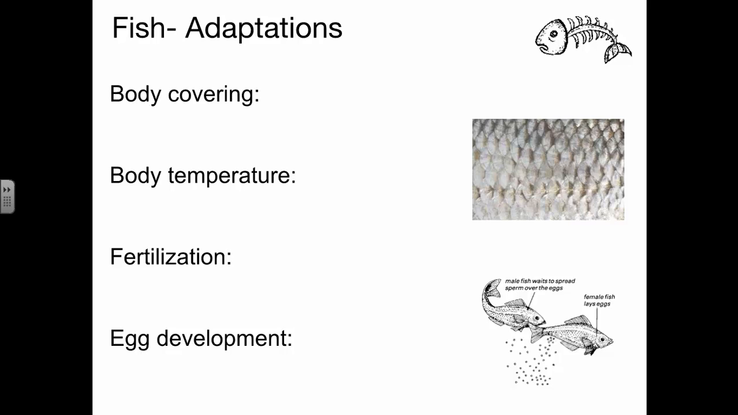All right, so let's talk about some of the adaptations. Fish, obviously, are adapted, have evolved to life in the water. Fish evolved in the water from invertebrate animals. And so they have a lot of adaptations that allow them to be successful. They have a body covered in scales.